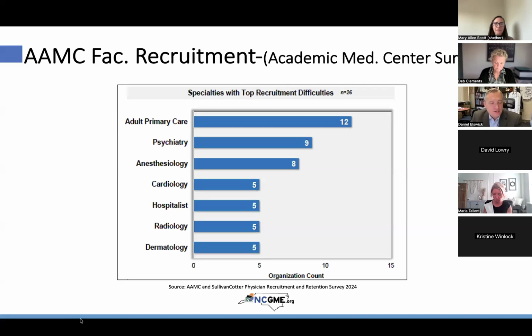So this is just showing some AAMC data. This is a pretty good survey that just looked at different academic centers. And primary care is still the hardest thing to recruit. This is a survey of a bunch of med schools. And then number two is psychiatry, and then going down the list.